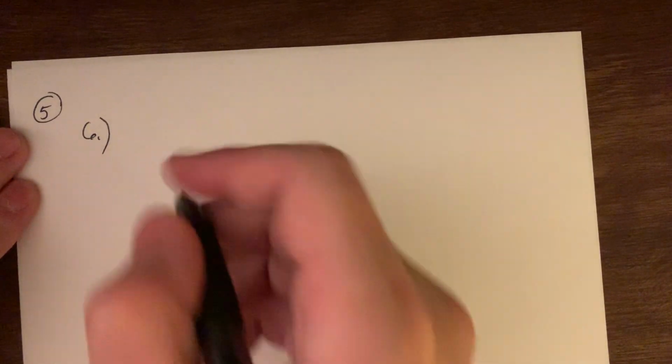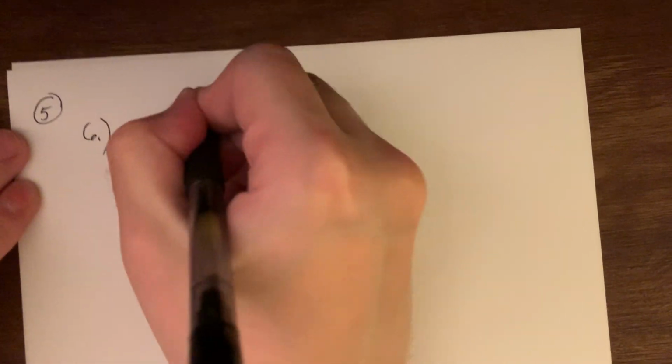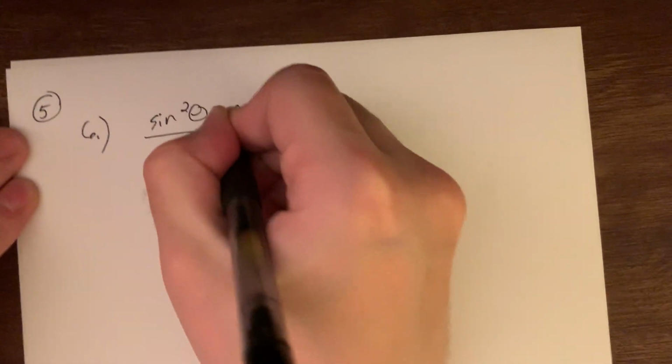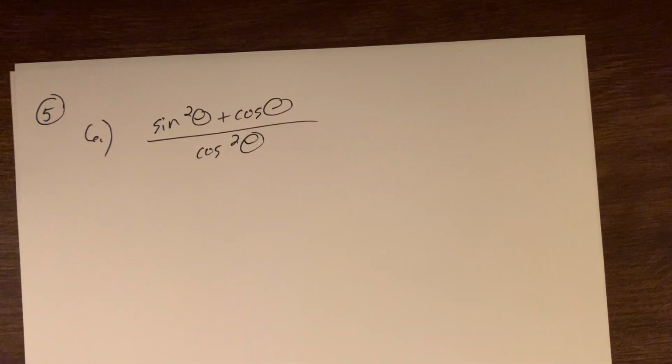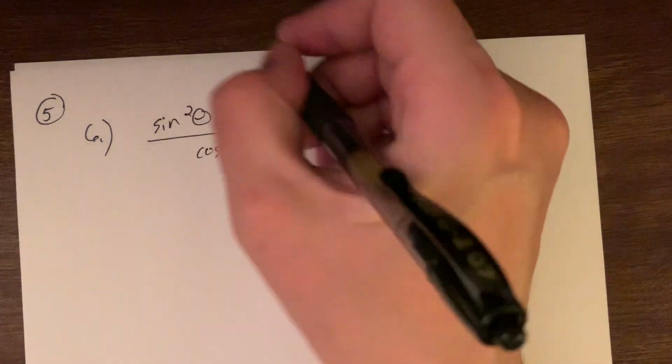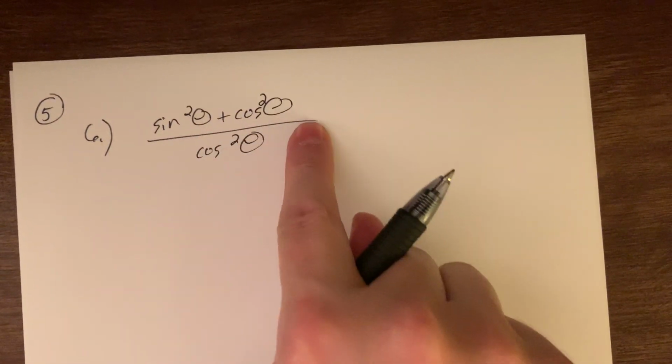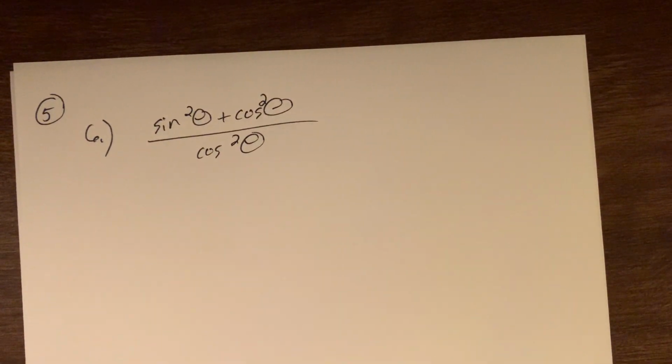So we're on page 5 here, and we're still finding the general antiderivatives. We're up to problem number 6. And let's take a look at this one. How do we want to do this? Let's go: sine squared theta plus cosine squared theta all over cosine squared theta. Sorry, that was cosine squared. Sine squared plus cosine squared divided by cosine squared.